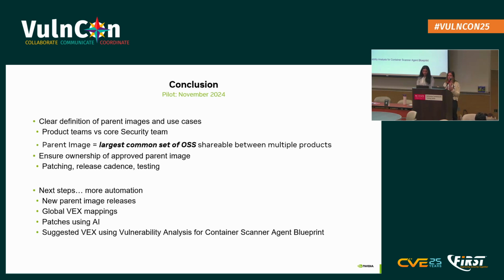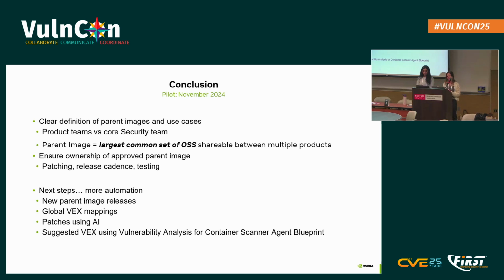Similarly, when there is an NVIDIA-generated patch for open source, so when we fork that open source and create that patch, it'd be great if we could use AI to find that that patch was done and generate the VEX for that, and then find that vulnerability mapping to the custom version in the global VEX mappings.